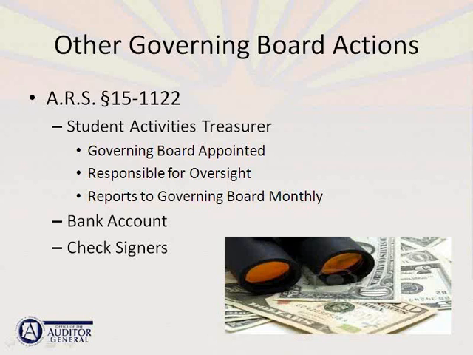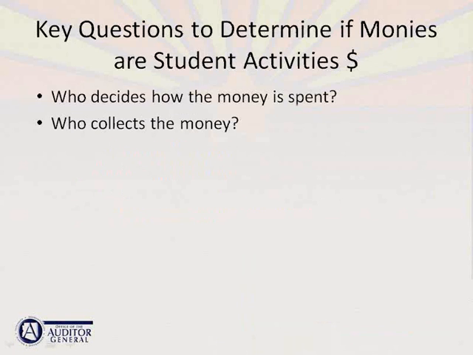If your district has multiple schools, you can still use one account and one treasurer, but you may choose to have a separate bank account for each school, and you also have the option of appointing an assistant student activities treasurer for each school.